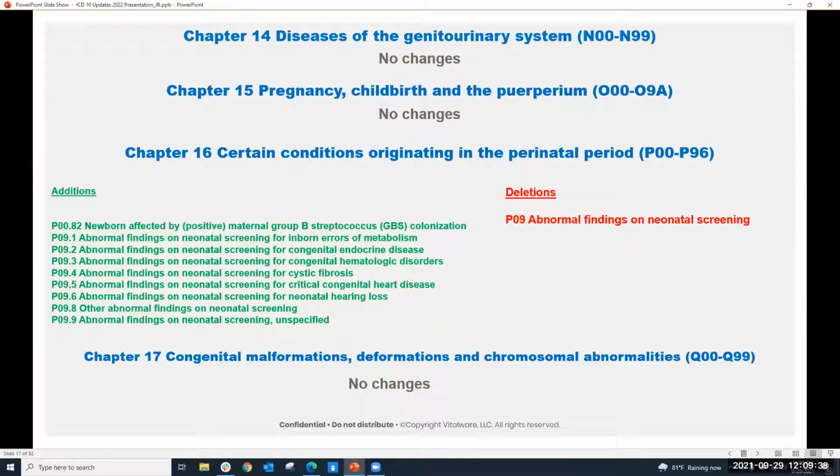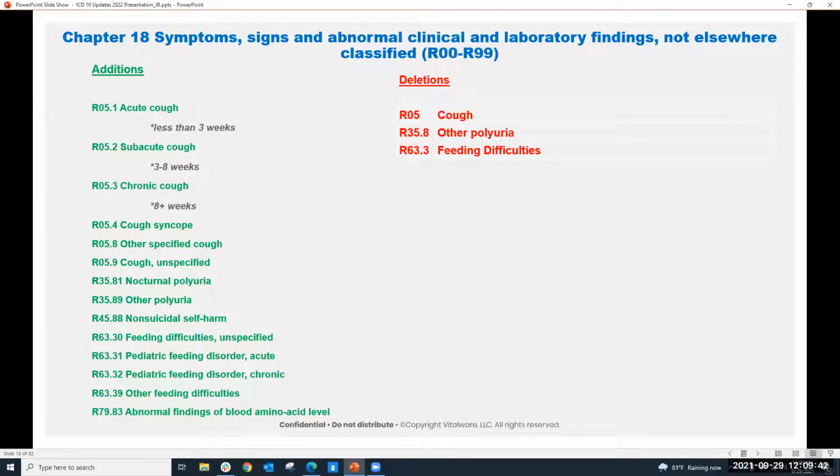Chapter 17, we have no changes. Chapter 18, symptoms, signs, and abnormal clinical and laboratory findings, not elsewhere classified. We have 3 here. The R05 cough has been expanded to include different types of cough. The R35.8, other polyuria, has been expanded, and the R63.3, feeding difficulties, has also been expanded in the additions.